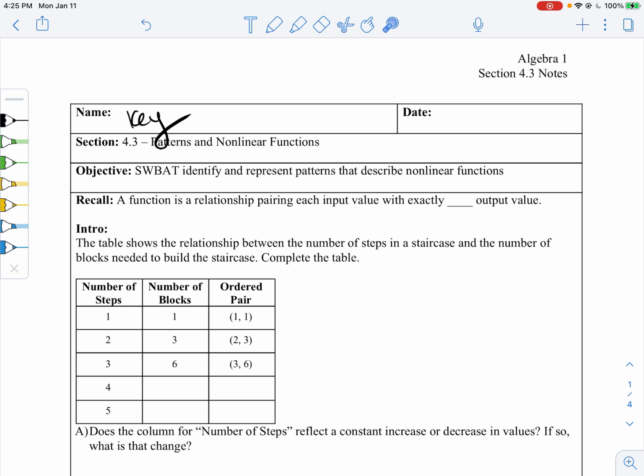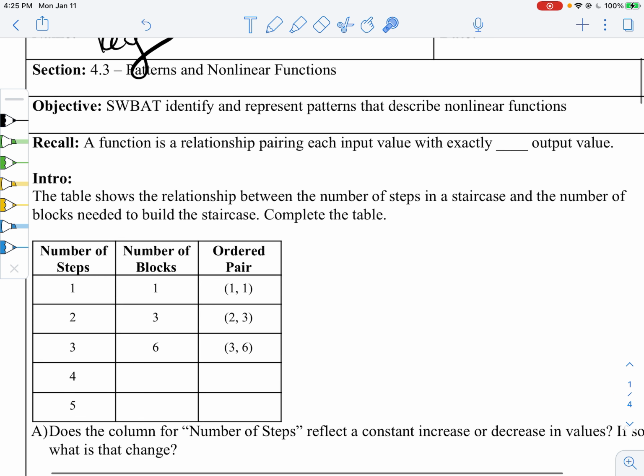Hey guys, welcome to your Chapter 4, Lesson 3 notes on patterns and nonlinear functions. By the end of the day, you'll be able to identify and represent patterns that describe nonlinear functions.